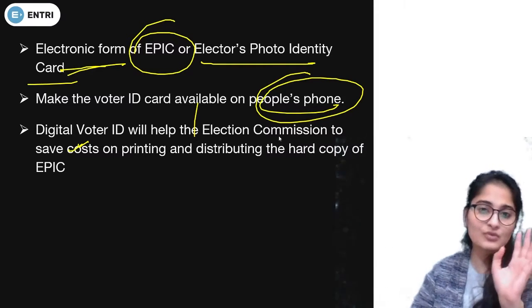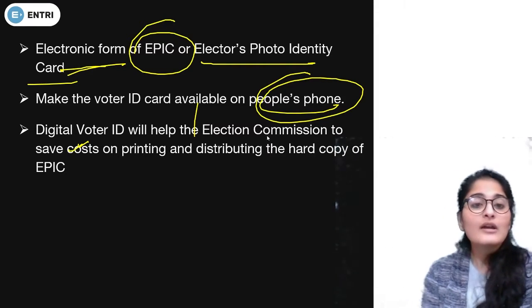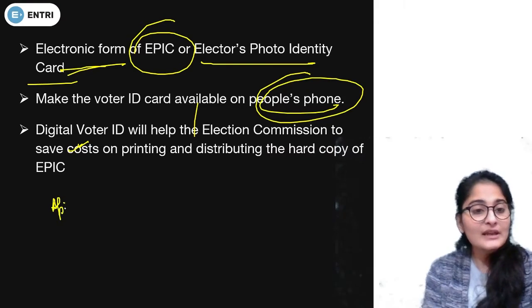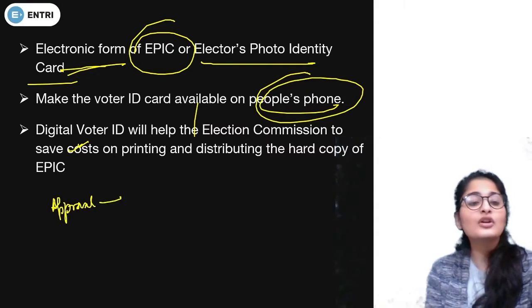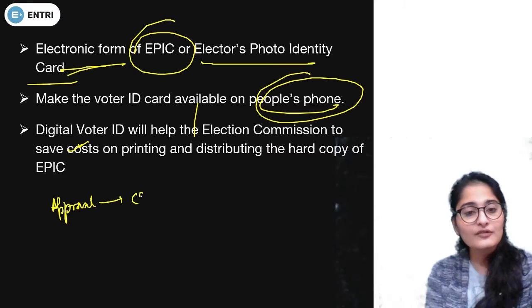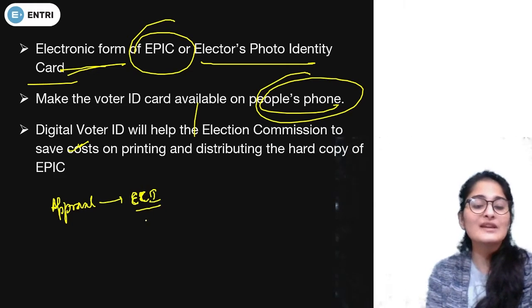Second of all, there are 2021 elections coming up, state assembly elections, that being of Assam, Kerala, West Bengal, Tamil Nadu and Puducherry. So over here we are expecting that this is going to be happening. Now, approval has not been given for it yet.